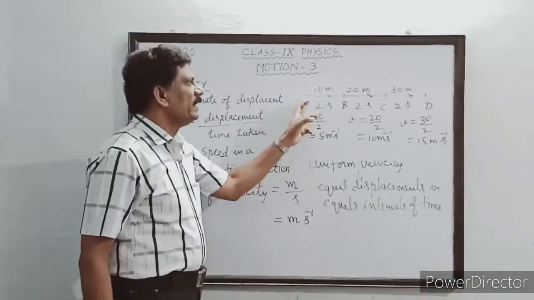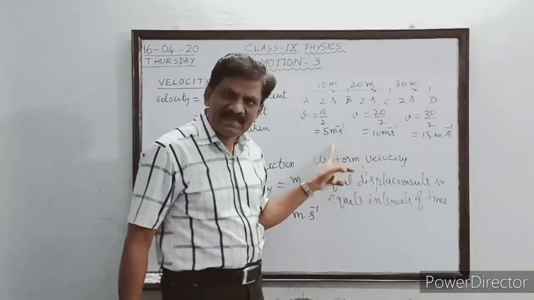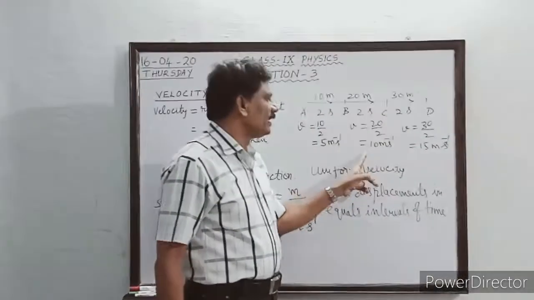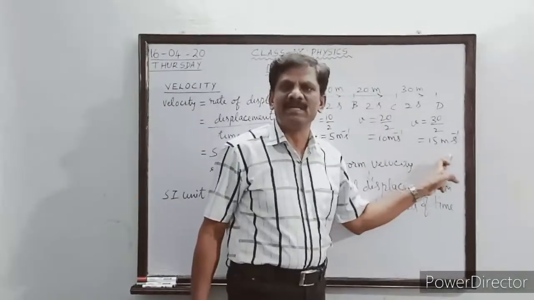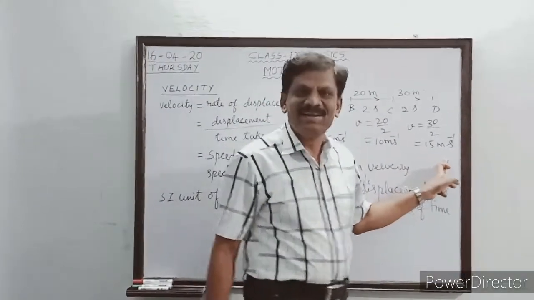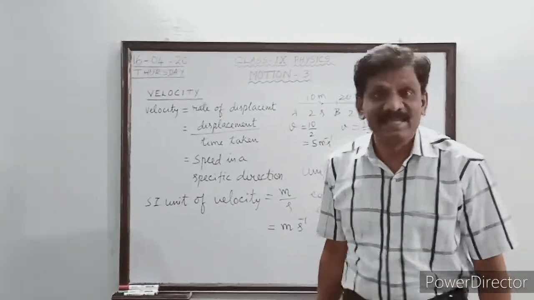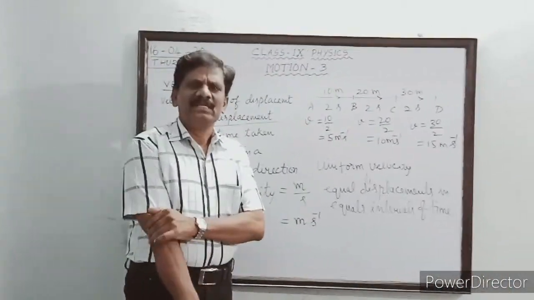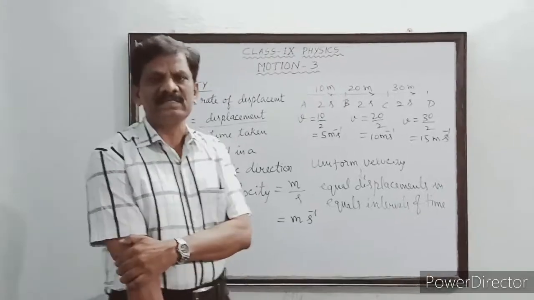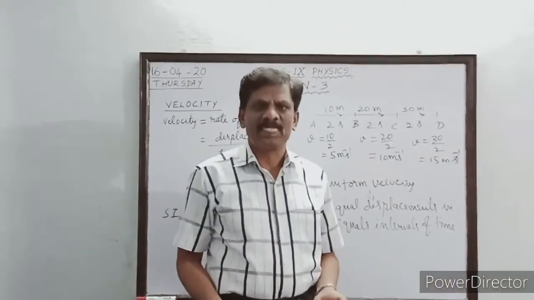So between A and B, the velocity is 5 meter per second. Between B and C, the velocity is 10 meter per second. And between C and D, the velocity is 15 meter per second. Are they equal? No. Are they the same? No. So the velocity is not uniform. This type of velocity is called non-uniform velocity.